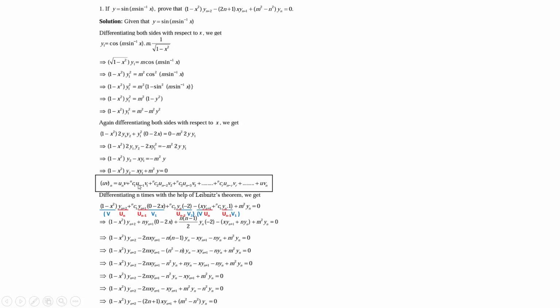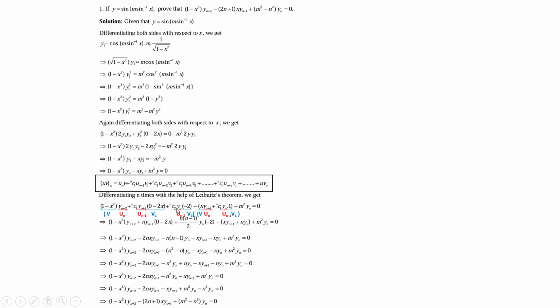So let's go back to here. Now we have to find u of n minus 1. Here our u is y2, so our u of n minus 1 will be y of 2 plus n minus 1, which is equal to n plus 1. So here it is, our u of n minus 1 part is this red part, y n plus 1, and then we have to differentiate our v, 1 minus x squared, to get v1, so we got 0 minus 2x.